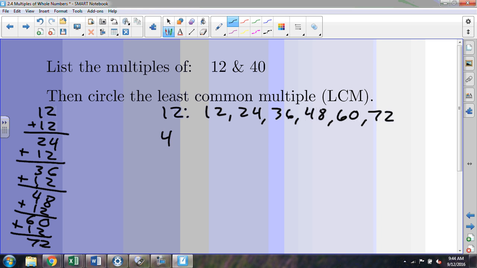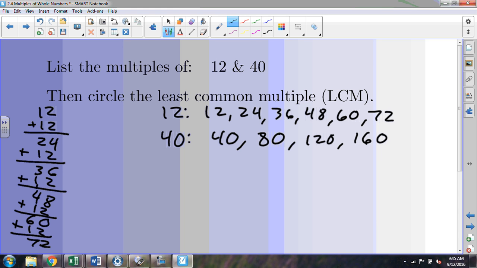We'll also have to create our list for 40. 40 plus 40, 80. 80 plus 40, 120 plus 40. Okay, and so here's where we are so far. Have we found a common multiple? Not yet. Our lists aren't big enough. We have to keep going.